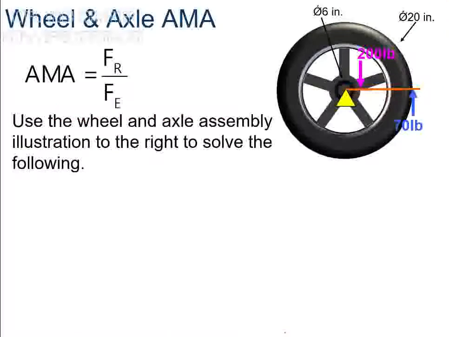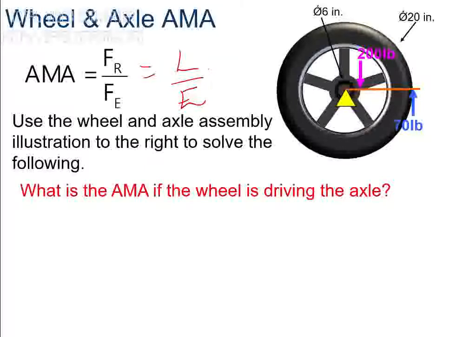Wheel and axle actual mechanical advantage. Actual mechanical advantage is load over effort. Therefore, you can use load divided by effort. For example, here, what is the actual mechanical advantage?